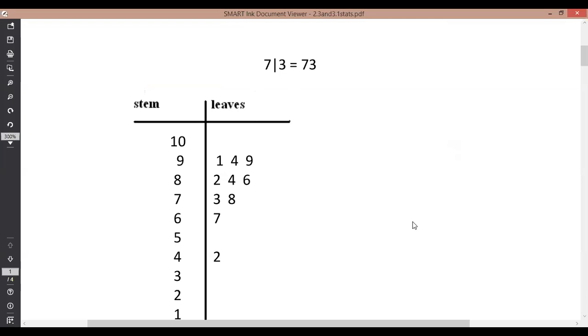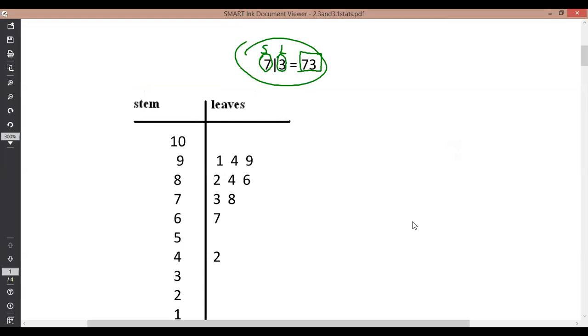You need some kind of a key. So for example, here's your stems, here's your leaves. People need to be able to read this, right? And so 7-3 means I have a 7 over on my stem side and a 3 on my leaf side, which means that that's a score of 73. Pretty easy to read, right?